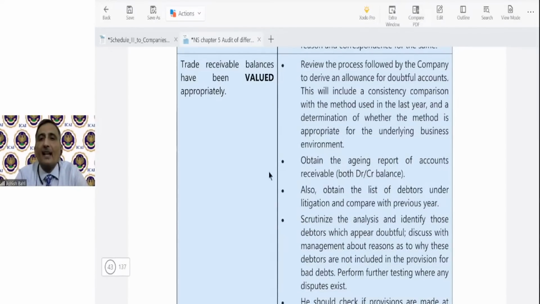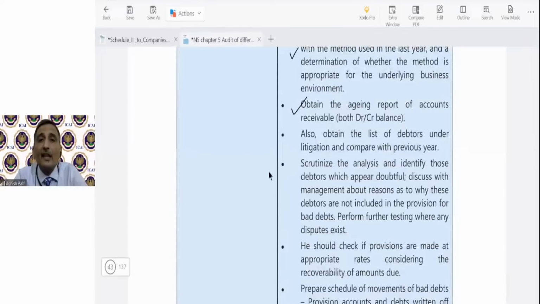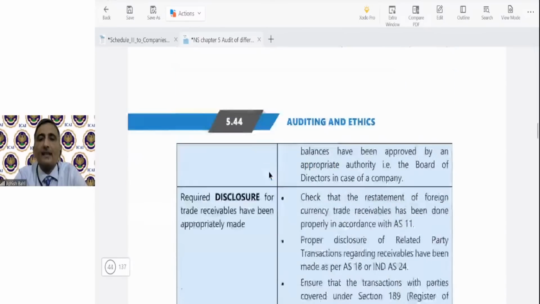So regarding valuation, students, the auditor mainly has to see that the debtors are recoverable and that proper provision for bad and doubtful debts has been made. For that, the auditor would obviously be going through the ageing report. He would be obtaining a list of debtors which are under litigation and compare it with last year. And if the balance of a debtor is outstanding since 2-3 past periods, then he would see why it should not be classified as doubtful if it has not already been done so. So all these things, students.